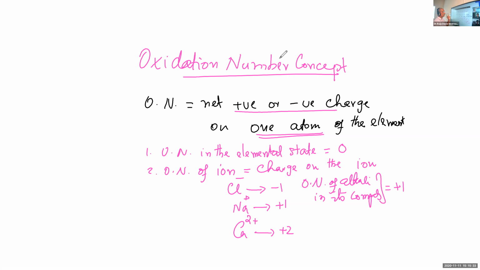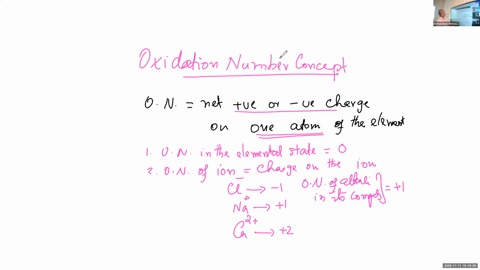But in compounds, the oxidation number of alkali metals, sodium, potassium, etc., in compounds such as NaCl, KCl, KNO3, NaNO3, in the combined form, is +1. Similarly, take the alkaline earth metals, that is group 2.